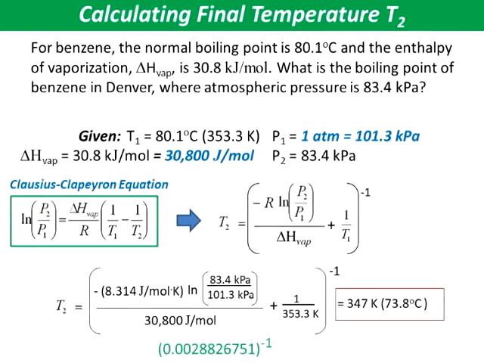Either process will work as long as the math is done properly. So we take T2 and we have it rearranged, and we note that it is the inverse of the equation shown here. We take all of our values and we put those values in their proper place. We note that we're taking the natural log of the ratio of the pressures times R divided by delta H vaporization plus the inverse of the temperature in degrees Kelvin.